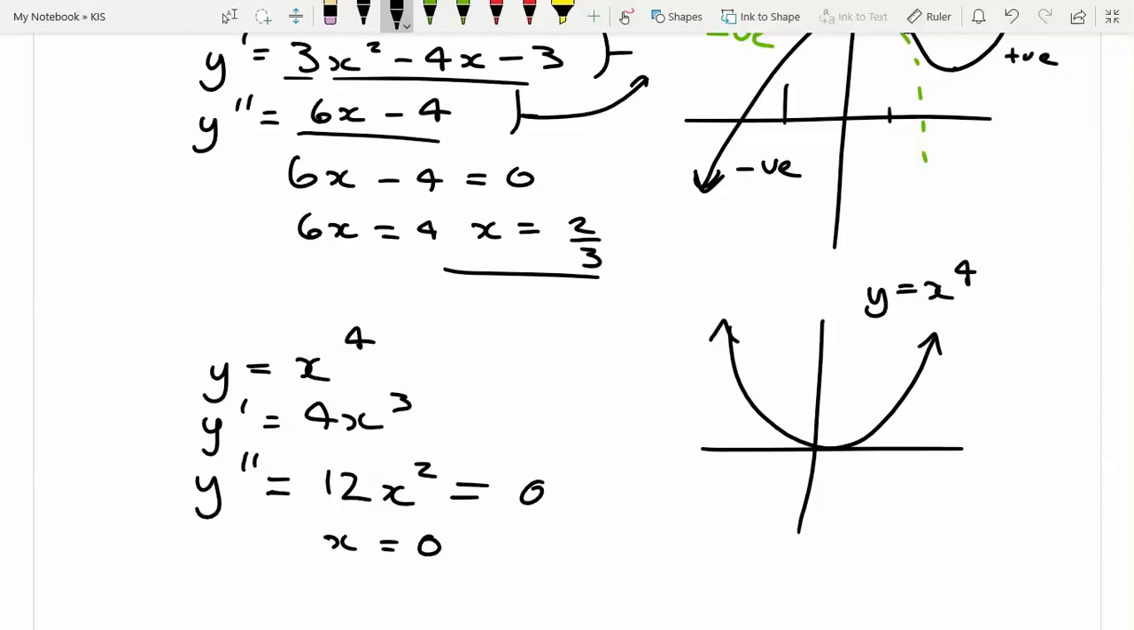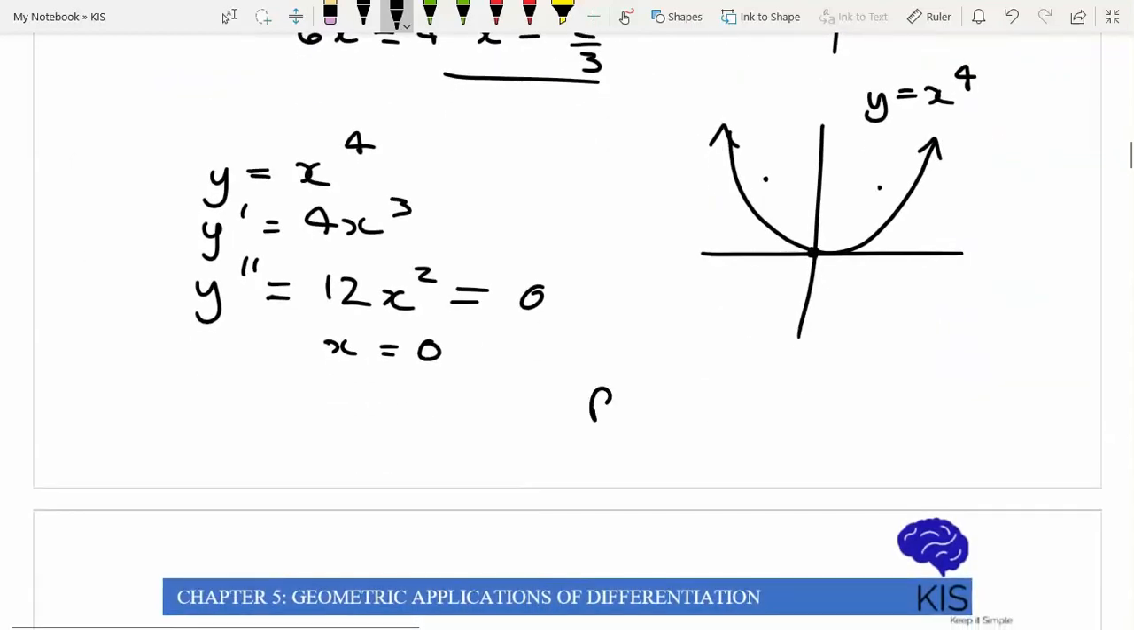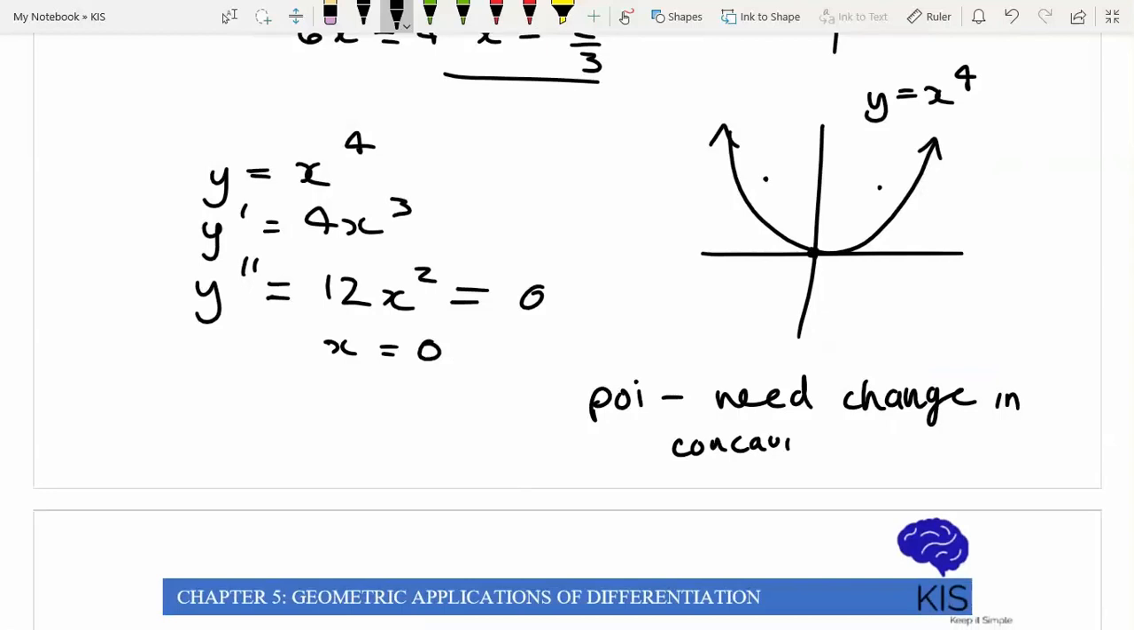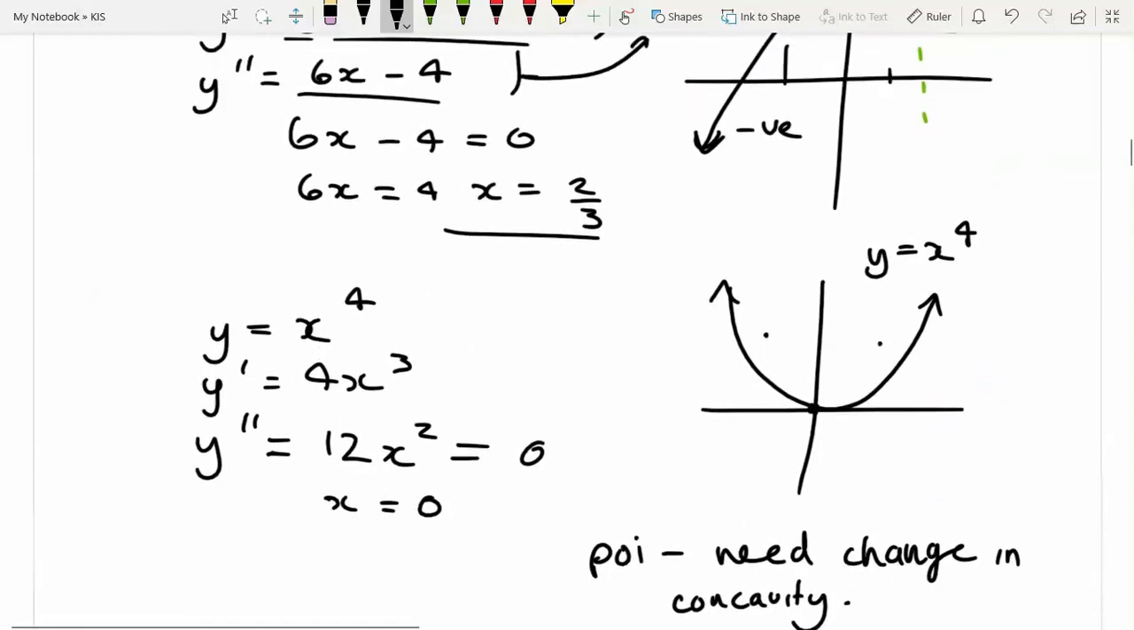There is no change in concavity, right? From this point here to this point here, across the point x equals 0, there is never a change in concavity. And for there to be a point of inflection, you need a change in concavity. It's not enough for the second derivative to equal 0. You need a change in concavity to occur to actually make sure that that is a point of inflection, right?